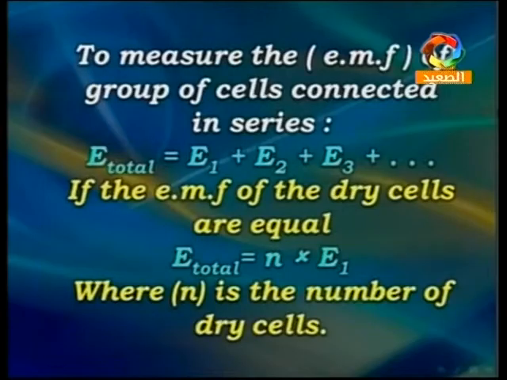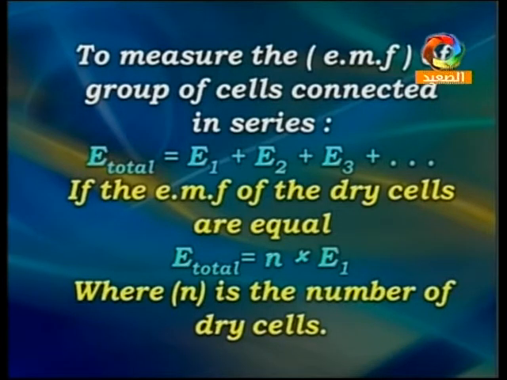After that, to measure the EMF of the group of cells connected in series: what is meant by EMF? It is the electromotive force. What is meant by electromotive force? It is the voltage found inside the batteries or inside the cells. So E total means the voltage found in all the batteries that we have: E1 plus E2 plus E3, and so on, for any number of batteries or cells in this circuit.